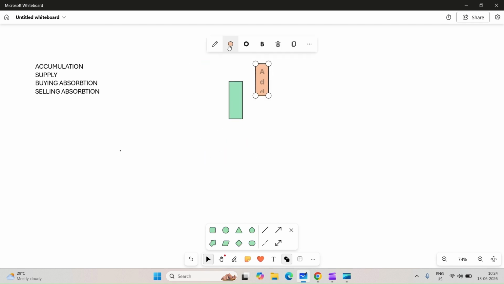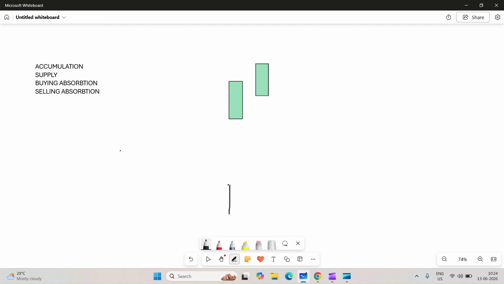Okay, so suppose these are buying candles, and volumes will also increase here because buyers are coming, right? So volume is increasing. But what will suddenly happen is sellers will absorb these stocks. They will absorb this buying. Whoever is buying at this zone, sellers will absorb it and bring the price below.